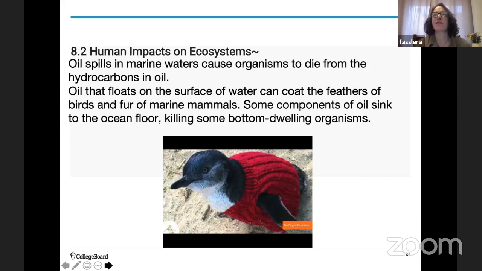If we were assessing Unit 8, we'd go into a lot more detail on oil spills. I just want to present some introductory information here so that we can make sure and link it back to some prior content.